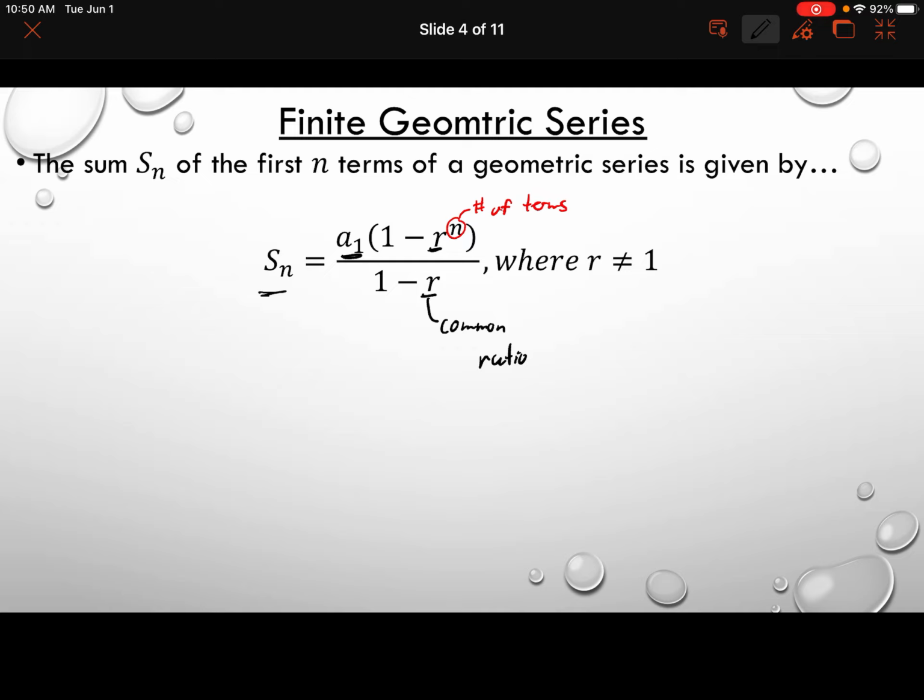So the common ratio, as you can see, or I'm sorry, this formula ends up looking different than the finite arithmetic series one, right? Because that one was n times the quantity a sub 1 plus a sub n, all divided by 2. This, on the other hand, is a sub 1 times the quantity 1 minus r to the n power, divided by 1 minus r. So this time around, we need to know what the common ratio is. We need to know what that r value is in order to calculate the sum.